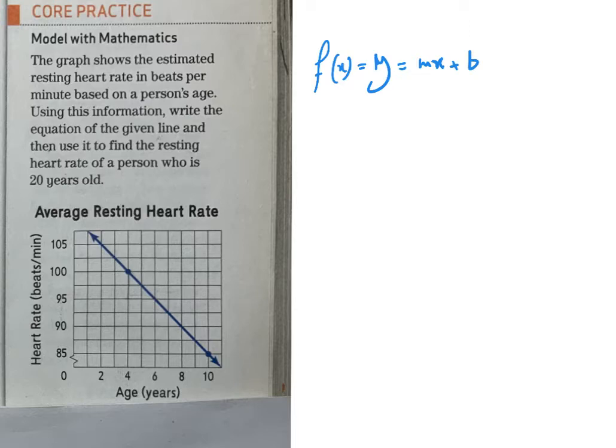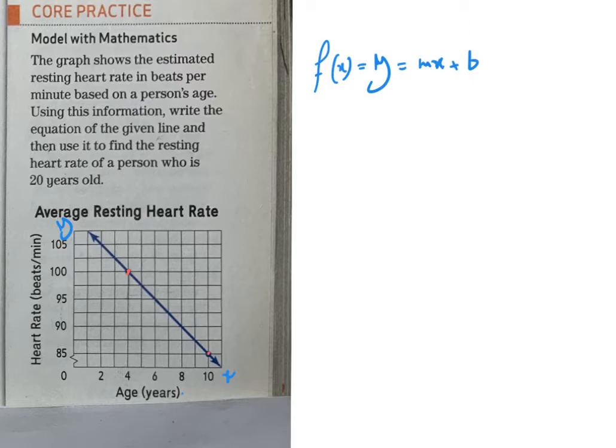We need to write the equation of this given line. The line represents the average resting heart rate. And remember that the age is represented by x and the heart rate is represented by y, right? So we can get 2 points here, and clearly we can see we have 2 points. We can pick this point right here and this one right here.